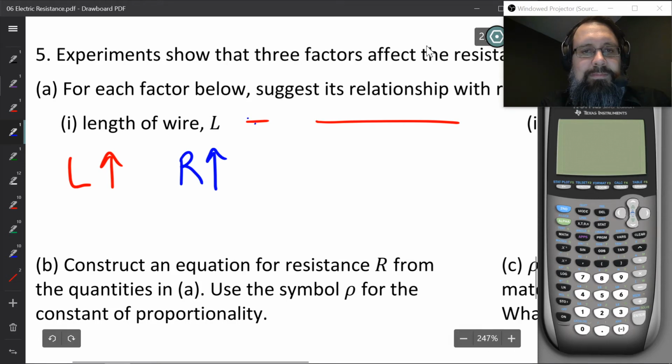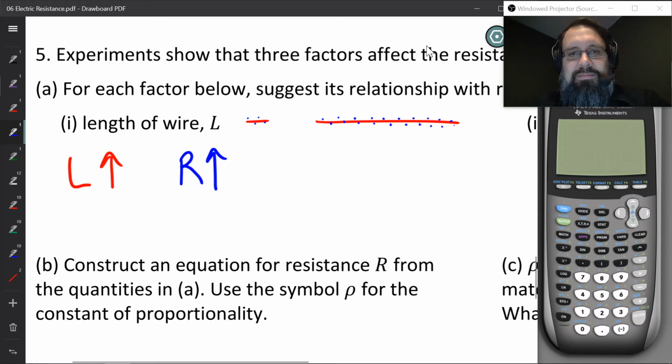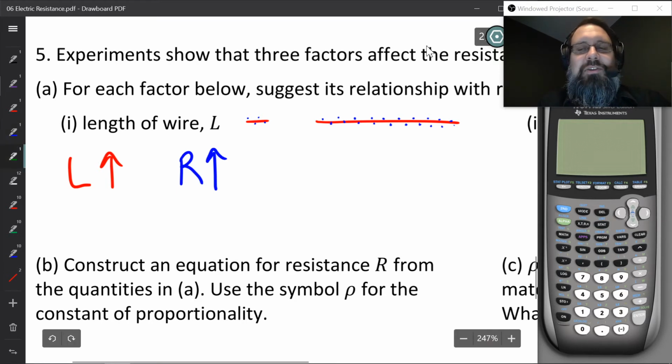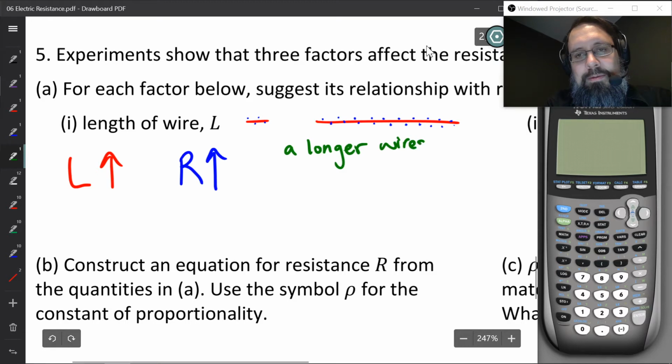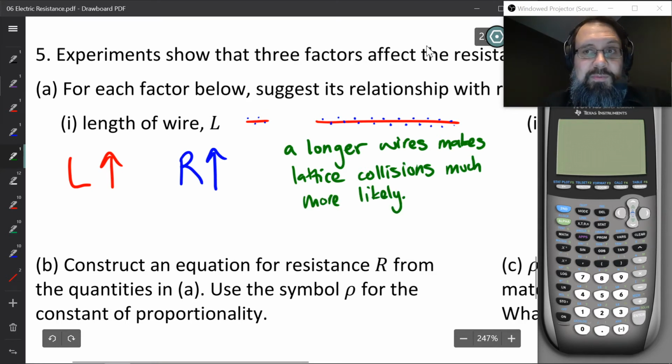Because the electrons have to flow farther. And then what does that mean is more likely to happen to the electrons? They'll collide. Bingo, you got it. That's exactly right. So the longer the wire, the more likely the electrons are to have collisions. So a longer wire makes lattice collisions much more likely. And if there's more collisions, there's more resistance, it's harder for the electrons to flow, and so that's going to give you a greater resistance.